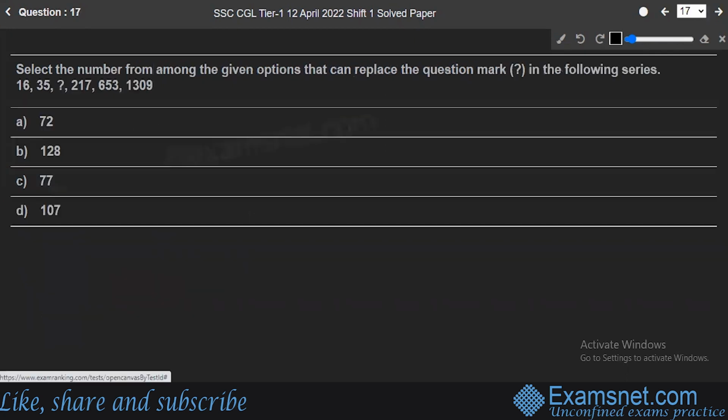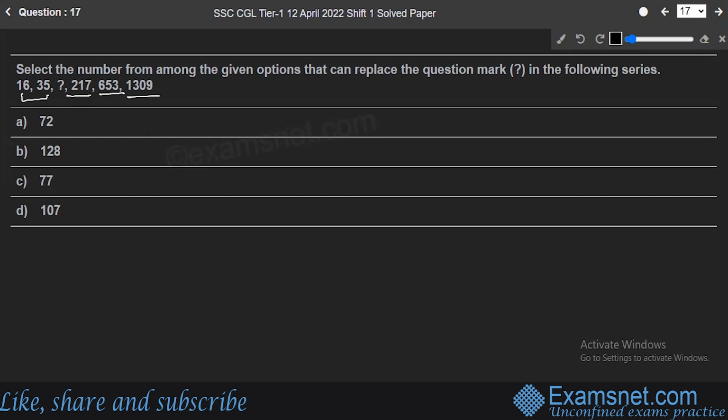Number 17. You have to select the number from among the given options that can replace the question mark in the series. Let's go. See, in the given series, 1635, there's a question mark. Here is 217, 653, 1309. If I'm looking at the numbers, the numbers are changing. Here is a small change, but here is a big change, even a bigger change, even a bigger change.